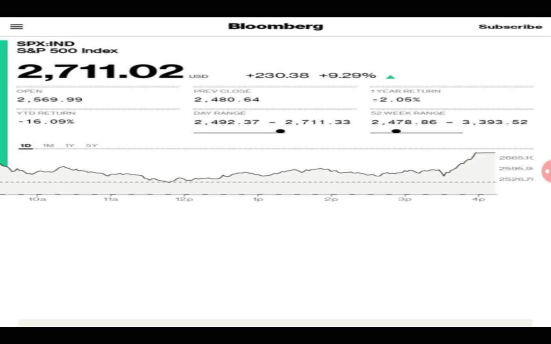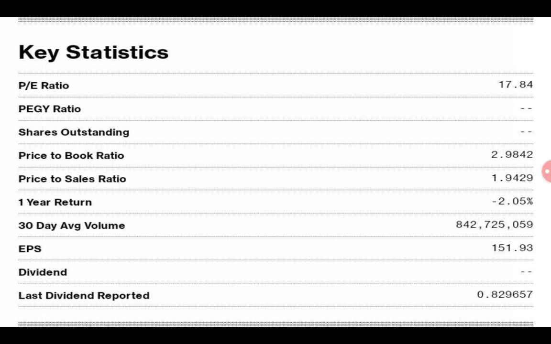So here we have a look at the S&P 500. It last closed at 2711 on this past Friday, up 9.29%. And just some key stats here: it's trading at 17.84, that's the PE ratio, and it's trading at 2.98, almost 3 times book, price to book. So just some statistics here on the S&P 500.